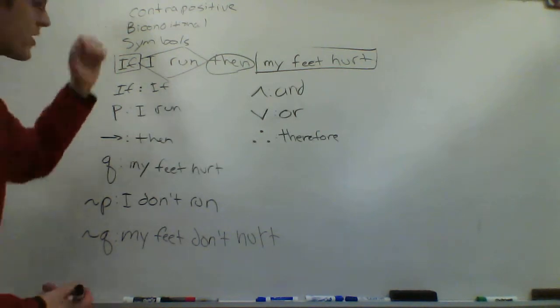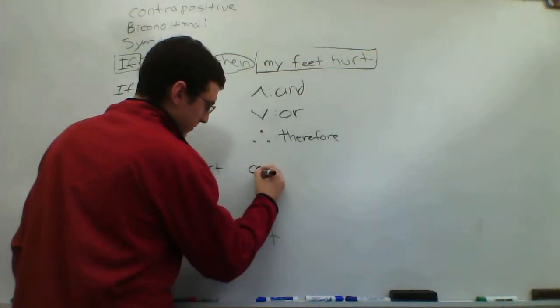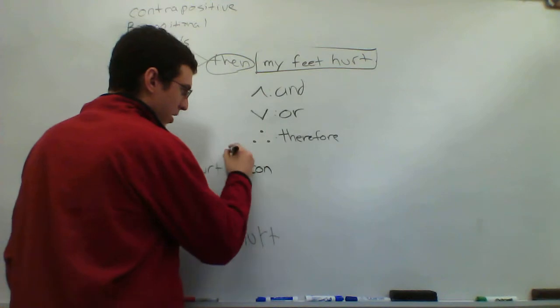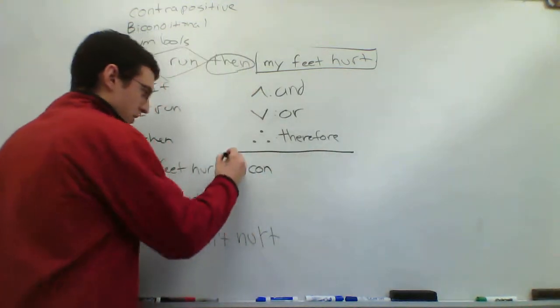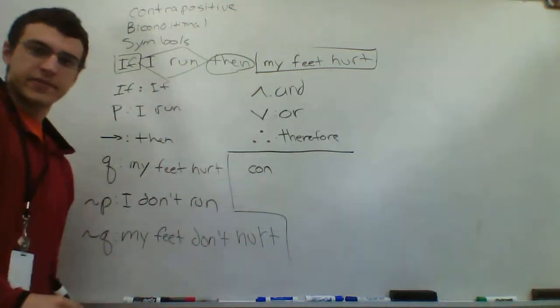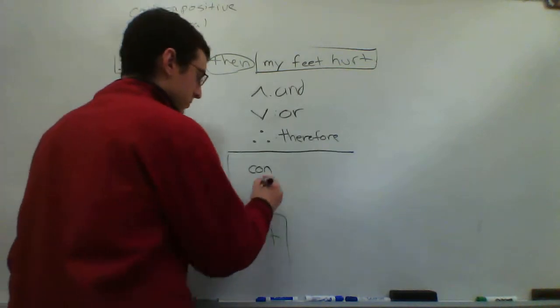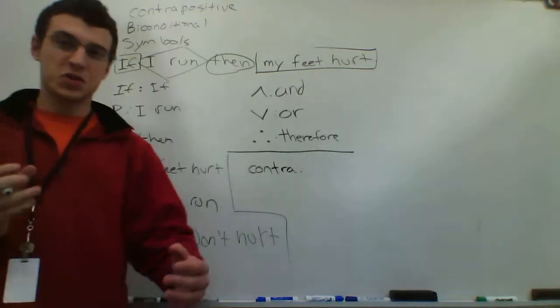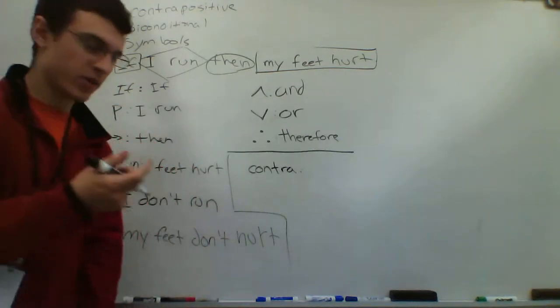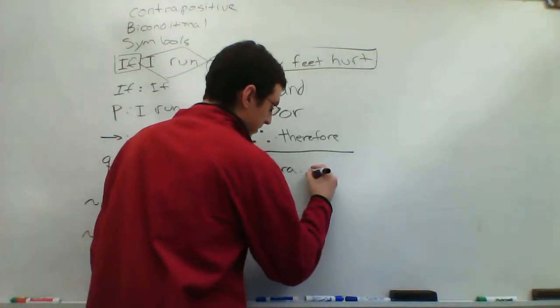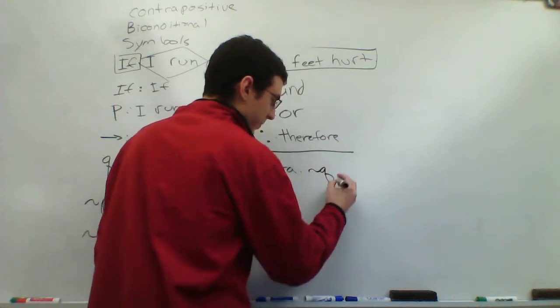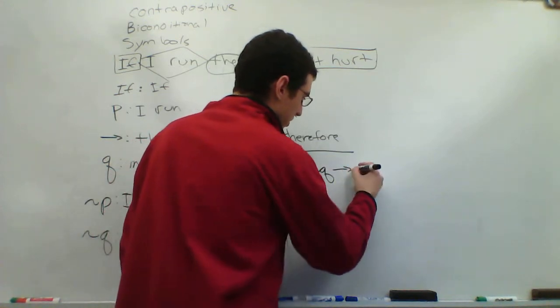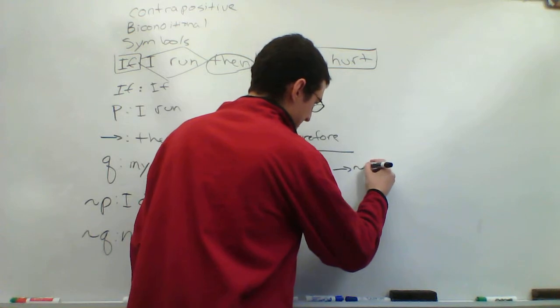So let's start with our contrapositive. We'll write it right down here. I apologize for running out of space, but such is life. Our contrapositive is our switcheroo and our inverse. So it looks something like this: negated Q to negated P.